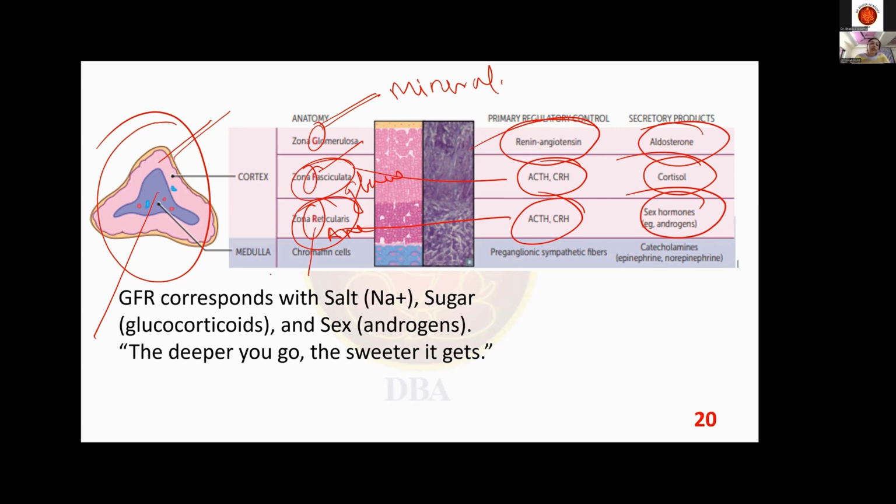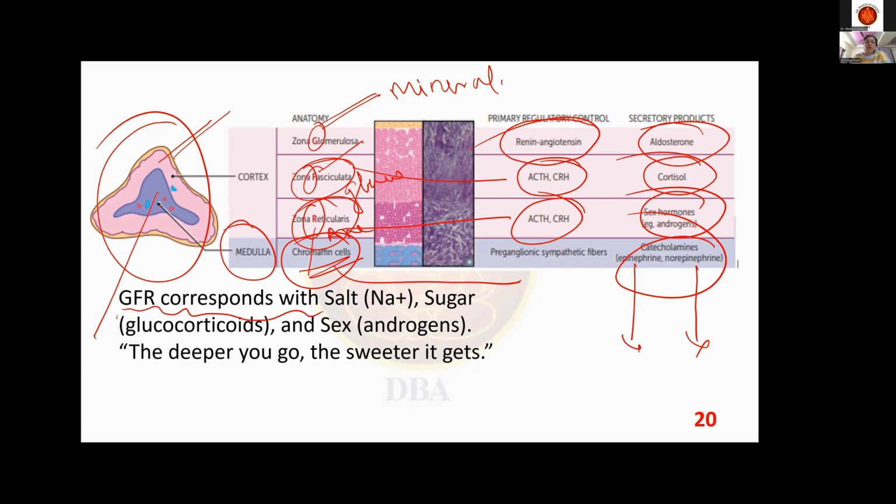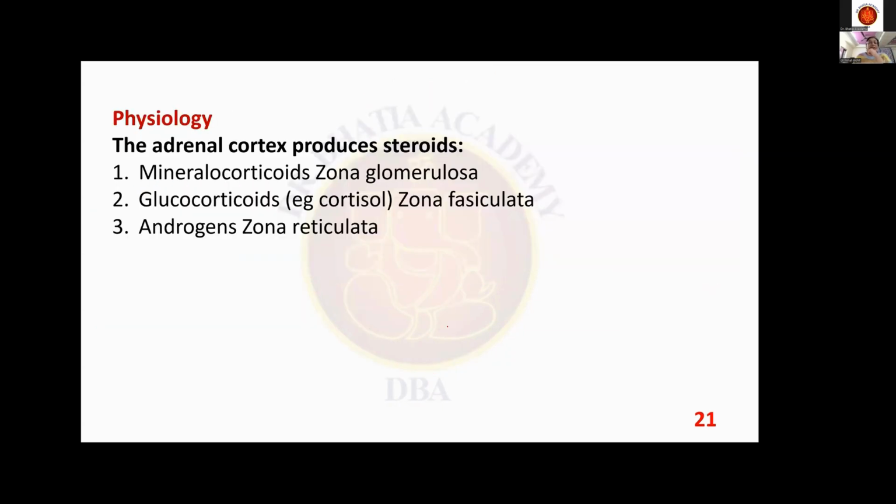Now, the medulla, which is the core of the adrenal gland, is a neuroectodermal part. It is made up of chromaffin cells. It will produce catecholamines. Which are the catecholamines? Epinephrine and norepinephrine. Now, the GFR corresponds with salt, sugar, and sex hormones. This is just to make you remember things: salt, sugar, and sex hormones. The deeper you go, the sweeter it gets. That's just a way of remembering things.